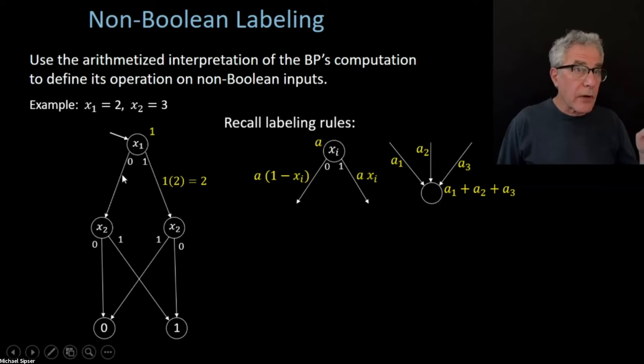Now, let's look at this edge. I think that's next. This is the 1 minus xi. This is 1 minus x1, so it's 1 minus 2. So we're going to end up with a minus 1. 1 times 1 minus 2, which is minus 1, so it's a minus 1.